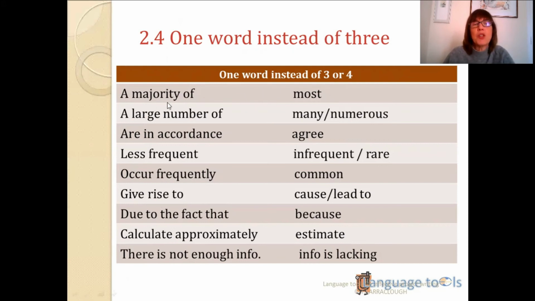So instead of saying a majority of people, we could say most people. Instead of saying a large number of studies, many studies, numerous studies, various studies. Instead of are in accordance with, agree with, okay? And we have some other examples here that we could replace, okay? Perhaps you'd like to pause the video and look at them before I go on to the next slide, which has more examples.